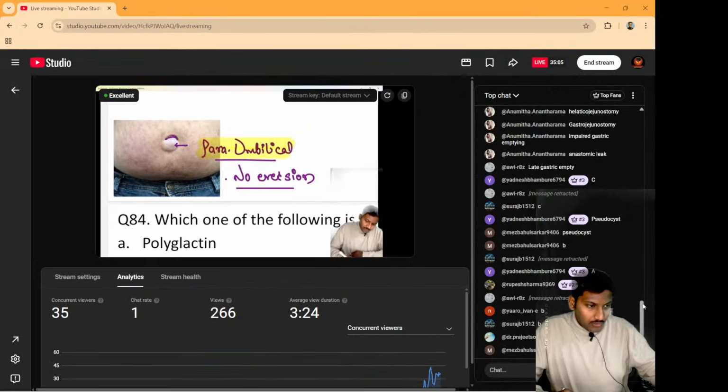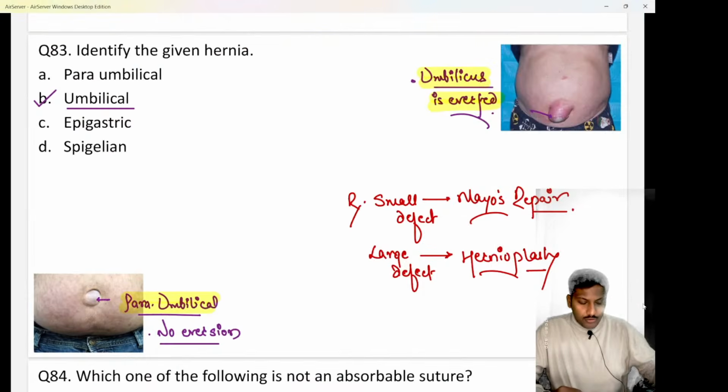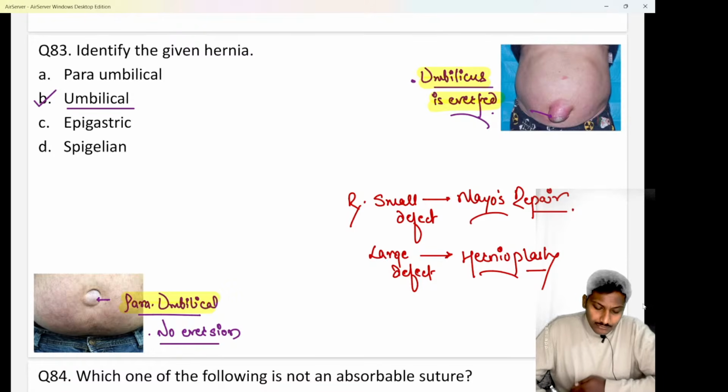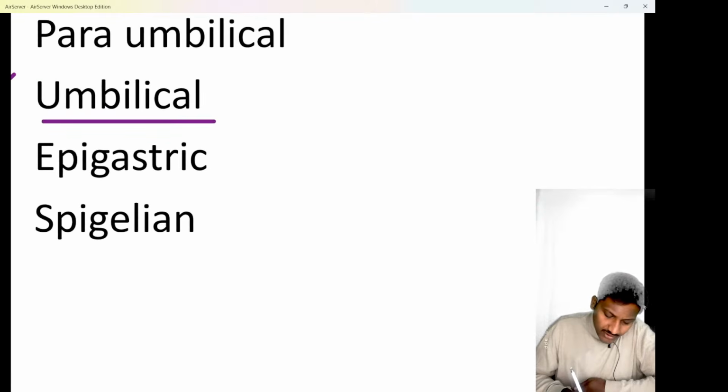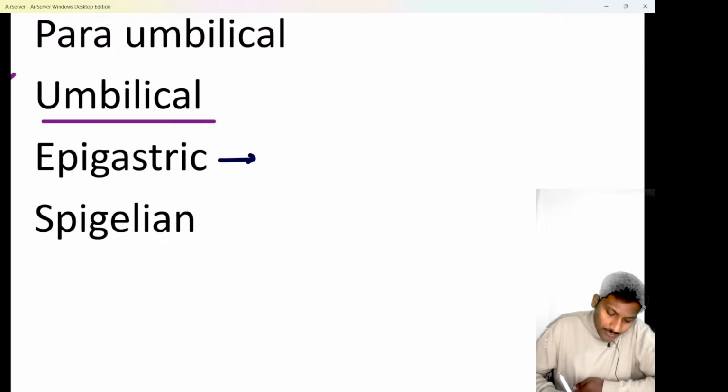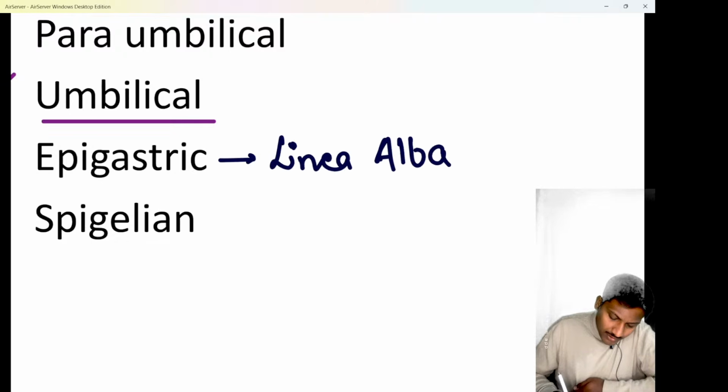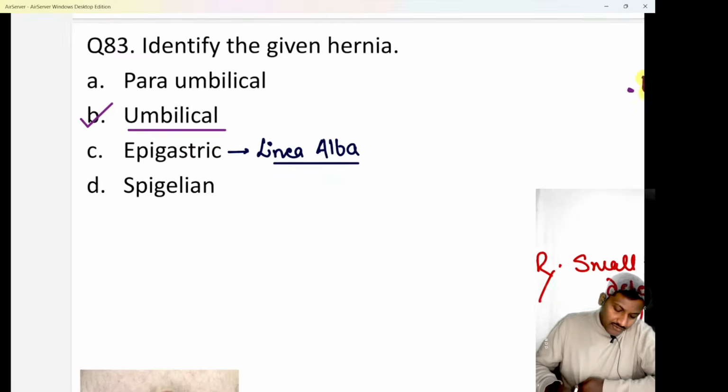Hopefully clear to all of you now. So that is what is important. Do not get confused with this question. Remember, epigastric hernia is any herniation that happens from the midline of the abdomen, especially from the linea alba. Any herniation from the midline of the abdomen or the linea alba is known as epigastric hernia.